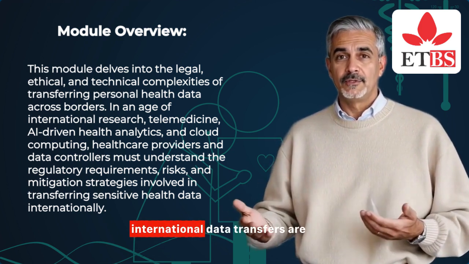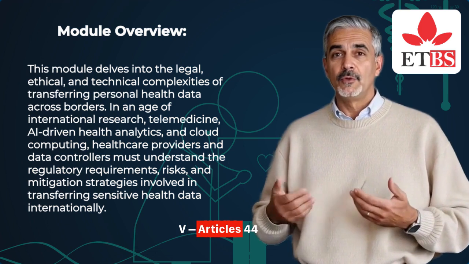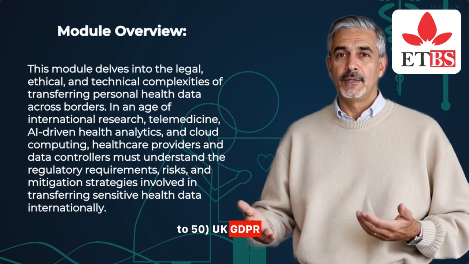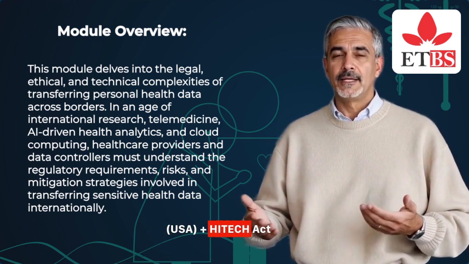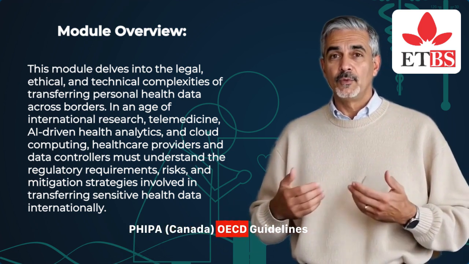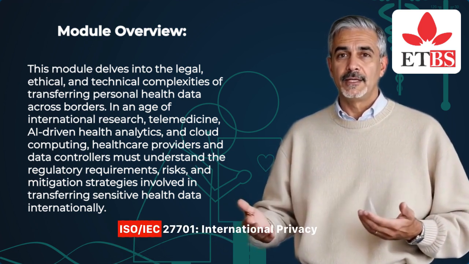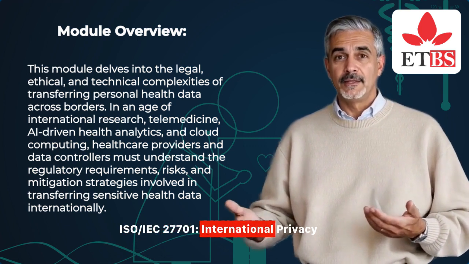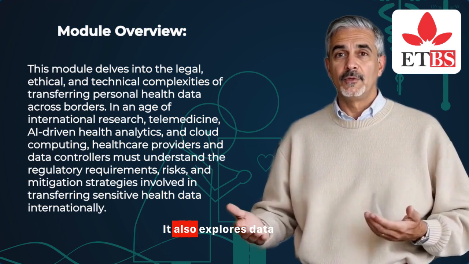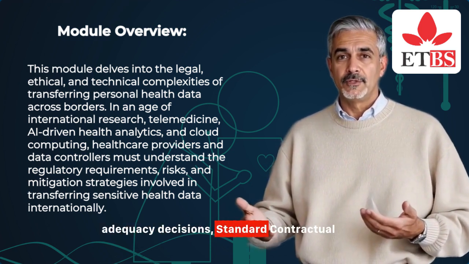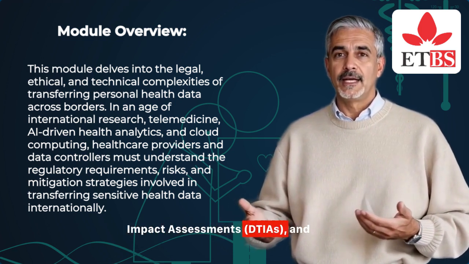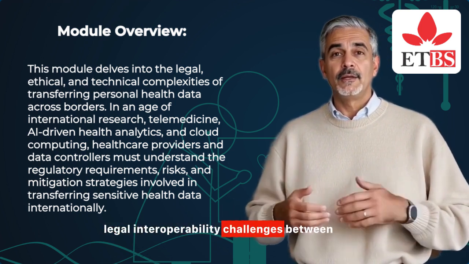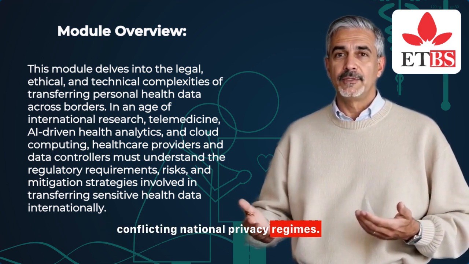This module addresses how international data transfers are regulated under GDPR, Chapter 5, Articles 44 to 50, UK GDPR and the UK Data Protection Act 2018, HIPAA (USA) plus HITECH Act, PHIPA (Canada), OECD Guidelines, ISO/IEC 27701, International Privacy Management. It also explores data adequacy decisions, standard contractual clauses, binding corporate rules, data transfer impact assessments (DTIAs), and legal interoperability challenges between conflicting national privacy regimes.